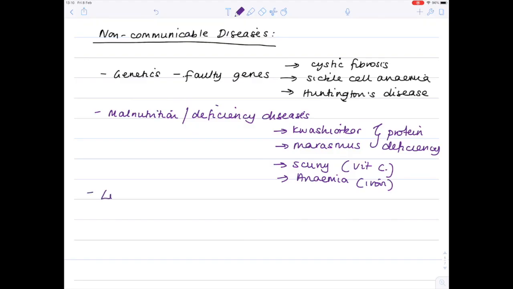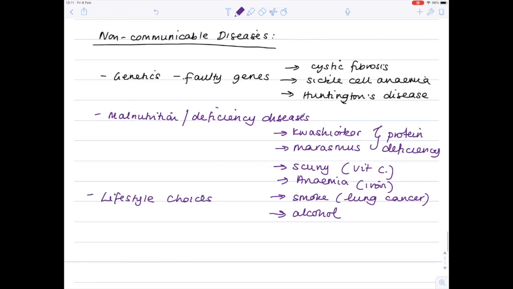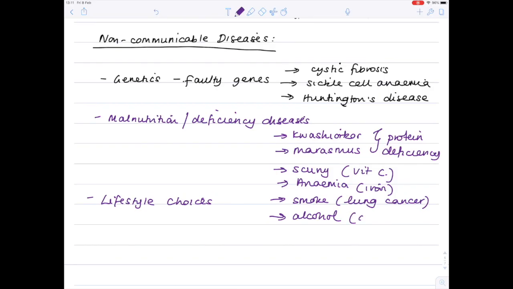Looking at lifestyle choices now. So what sort of unhealthy habits do people develop and what kind of diseases does that give them? So if you smoke, you're more likely to get lung cancer. If you drink too much alcohol, then you give yourself liver disease and that could lead to liver cirrhosis. Obesity, so overeating, can lead to diabetes type 2.